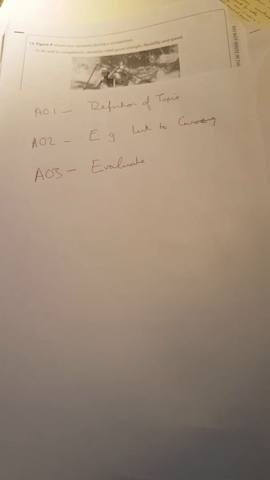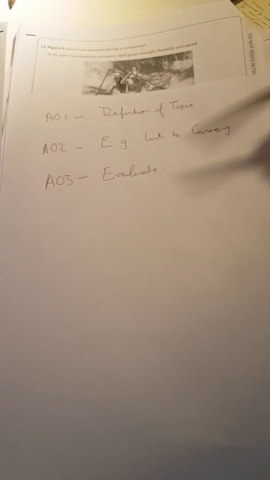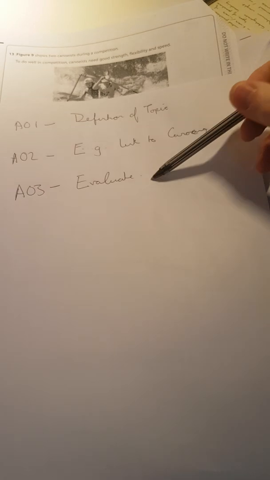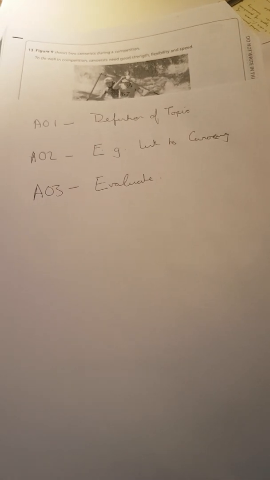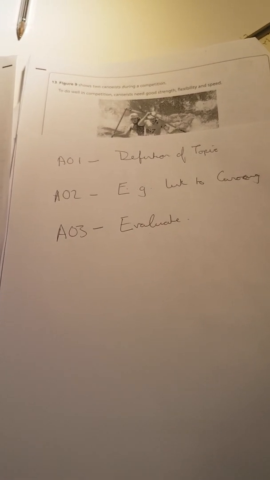Okay, so just remember that extended question. Find out what the topic is, give the definition of it. All right, then give an example linked to the qualifier, which in this case is canoeing, and that's going to help you get, I think, at least 4 out of 9. Then if you can evaluate how important it is or how important something else is, you're setting yourself up well then to get, gosh, over 6 marks in a 9-mark question.